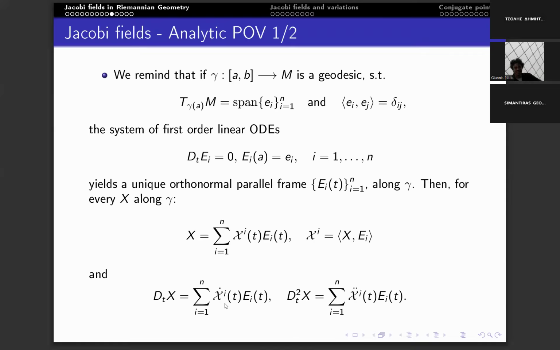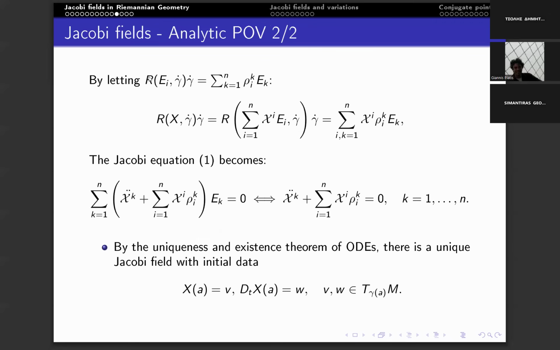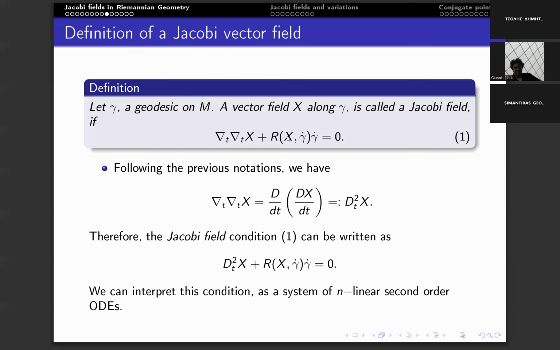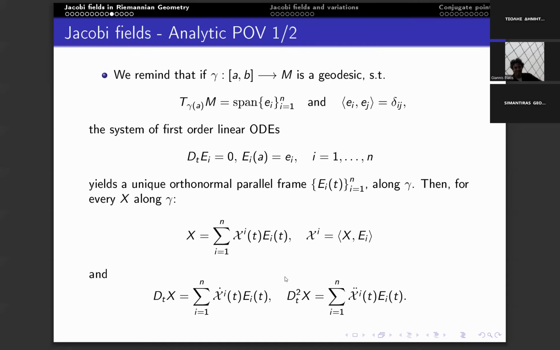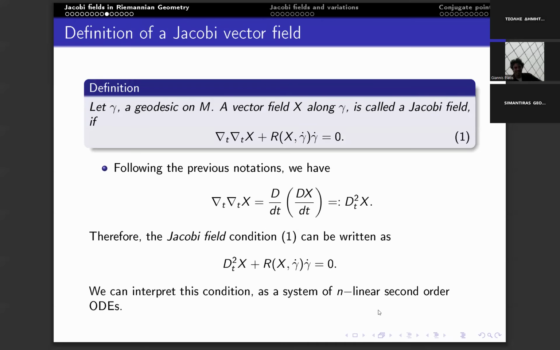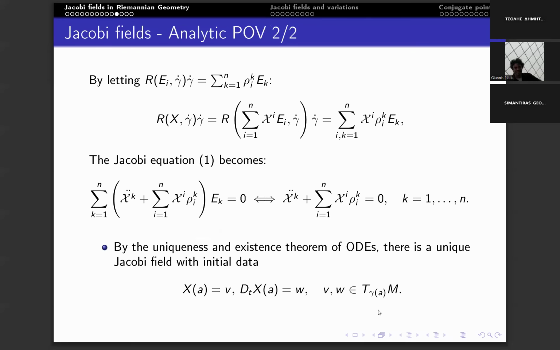Also by using the compatibility with the metric, because each Ei is parallel, here is the expression of the covariant derivative and the squared covariant derivative. And we can denote the second term in the Jacobi equation here as this. So the Jacobi equation takes this form, which is practically a system of ODEs, and using the initial data, this is a system of n linear second-order ODEs, which can be solved by the uniqueness and existence theorem for ODEs.